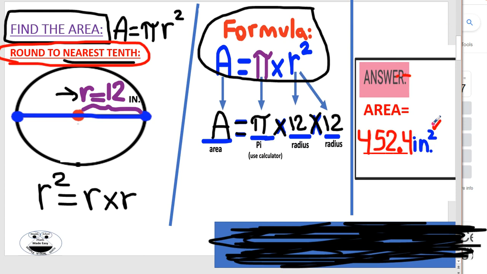And the way we know this is square inches is because we see the little 2 here, which means square inches. You might see it with words, or you might see it with this symbol. And remember, area is always in square units. So this is our answer.